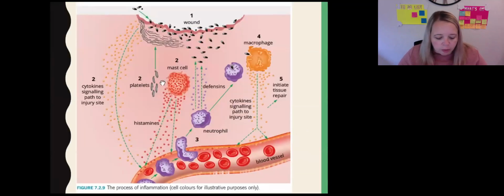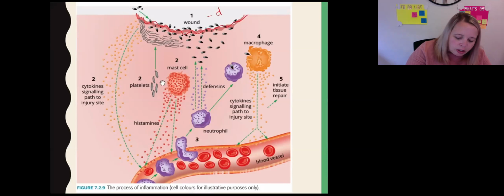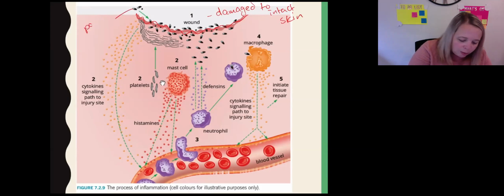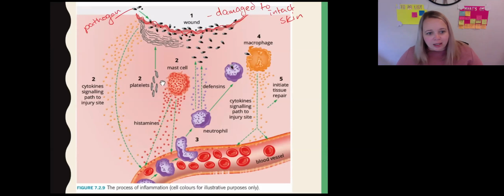Number one is happening up here. You've got a wound. So here you get damage to intact skin. Now the skin is no longer intact. These little black things that are coming in here are your pathogen. It sees a nice opportunity to get into your body by entering through a wound.